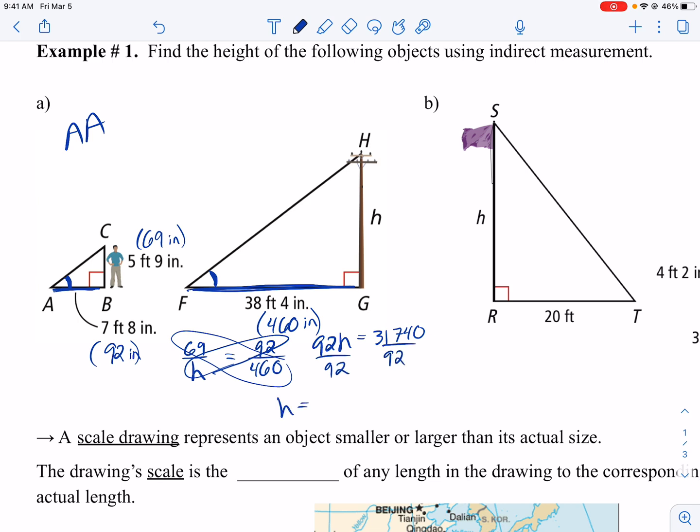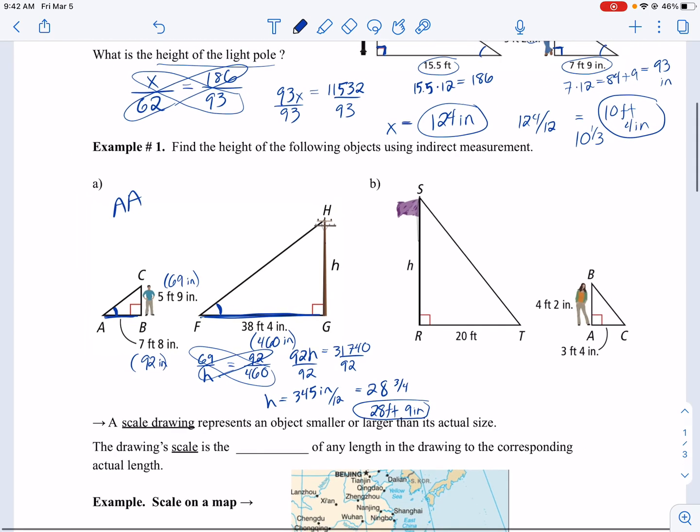Divide this over, we get our height equals 345 inches. Let's divide that by 12. We get 28 and 3/4. Well, 3/4 of 12 is going to be 9, so we get 28 feet 9 inches. All right.